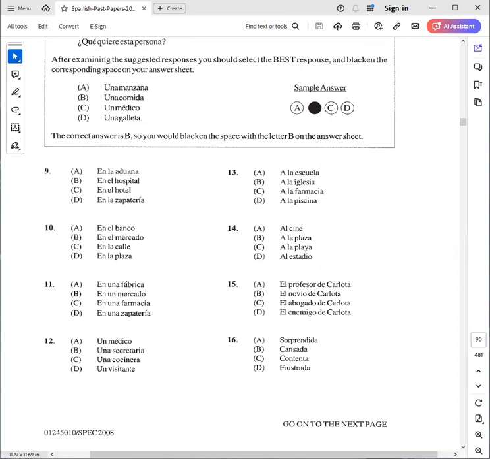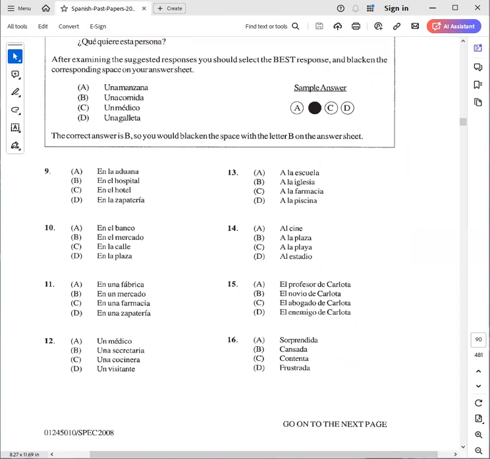All right, so number 9. This says, no me quedan bien, son demasiado grandes. So they don't fit me well, they are too big. Where is this client? En la zapatería. It seems that the person is in a shoe store because everything else here will not make sense because the person is trying on something.